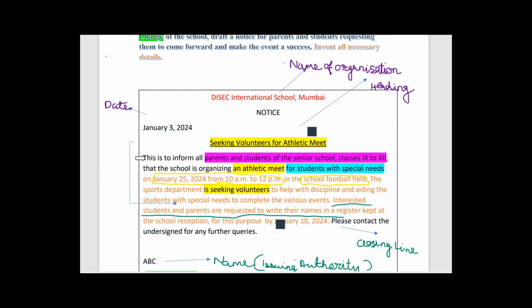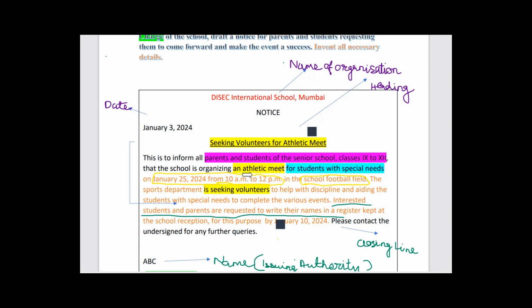So we begin with the third person. This is a standard way to begin a notice about an event where we say this is to inform. We draw attention to the fact that it is for the parents and students of the senior school. We can mention the classes. See, it says invent all necessary details. So we are adding on to the fact that senior school comprises classes 9 to 12.